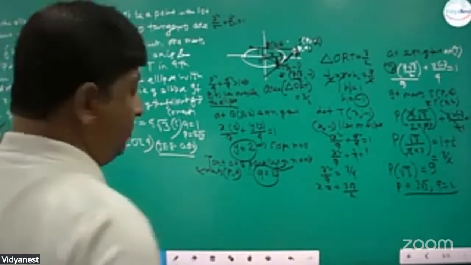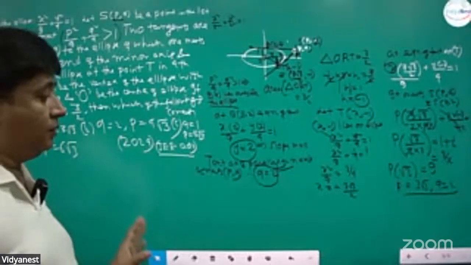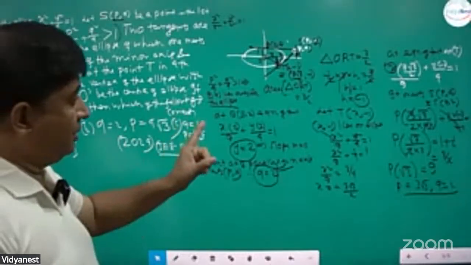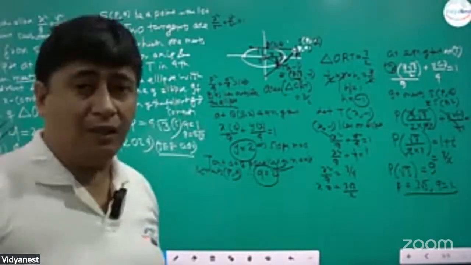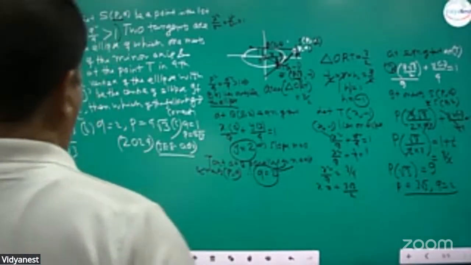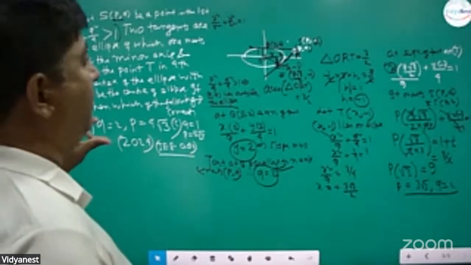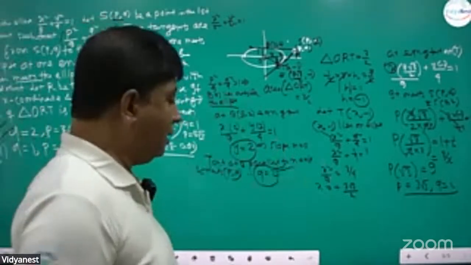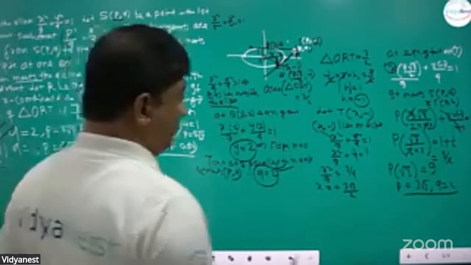Okay, got it? Understood this sum? If any doubt is there, must knock. So in ellipse, maximum few things are still left. It is like parabola.